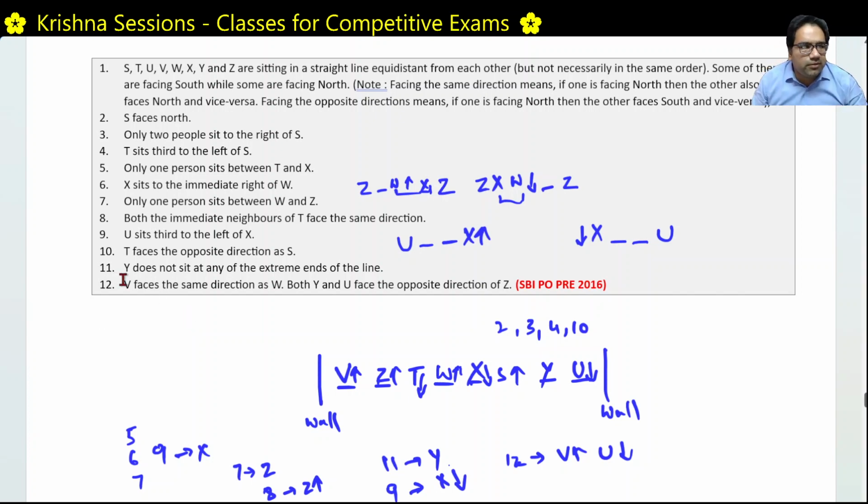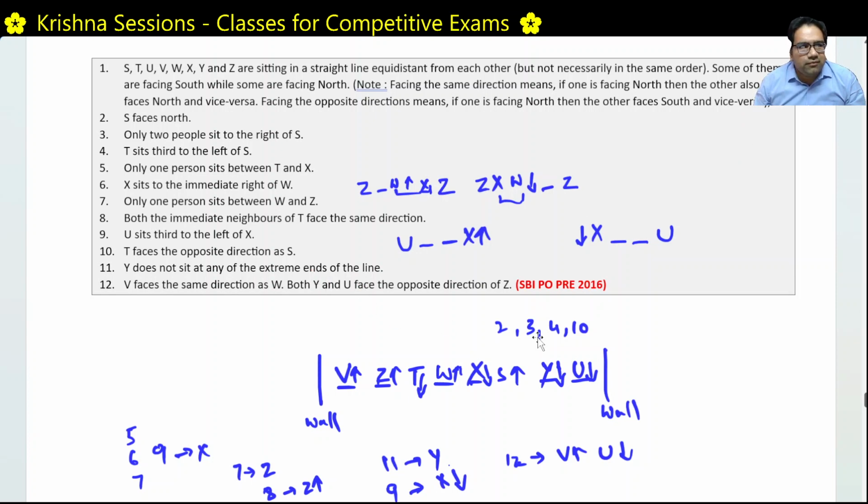Again, as per condition number 12, V faces the same direction as W. Y and U face the opposite direction of Z. Right, this is already given. So that means Y also has to face south. Right? You understood this problem, right?